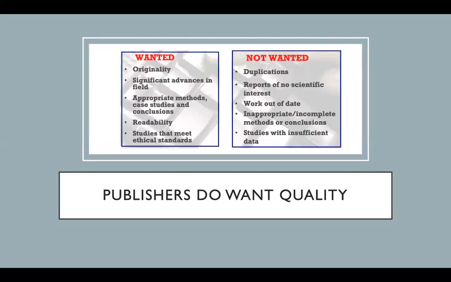Okay. Publishers do want quality, and it's not always about the quantity, or the amount of papers that you've already written, or the amount of work you've published or that you will provide. So originality is wanted, readability is wanted, studies that meet ethical standards are wanted, and significant advances in the field. Duplications, reports with no scientific interest, out-of-date work, and studies with insufficient data are definitely something you want to avoid.